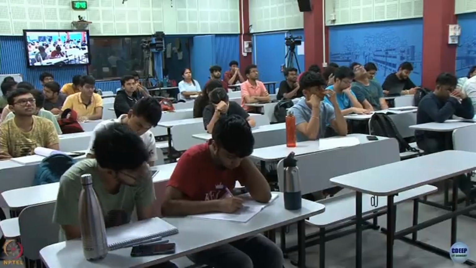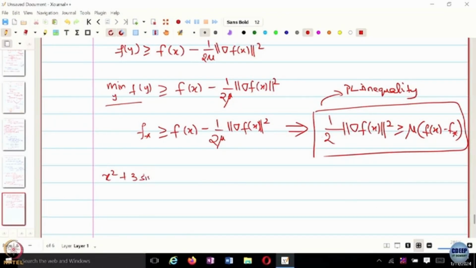And using this particular PL inequality, you can show that functions like x square plus 3 sine square x satisfy the PL inequality. But as we looked at the plot of this particular function, this is not even a convex function to start with. Forget about it being strongly convex. This is a very special class of function, as I said, because you can provide certain convergence guarantees for this class of functions, even though these functions are not strongly convex.